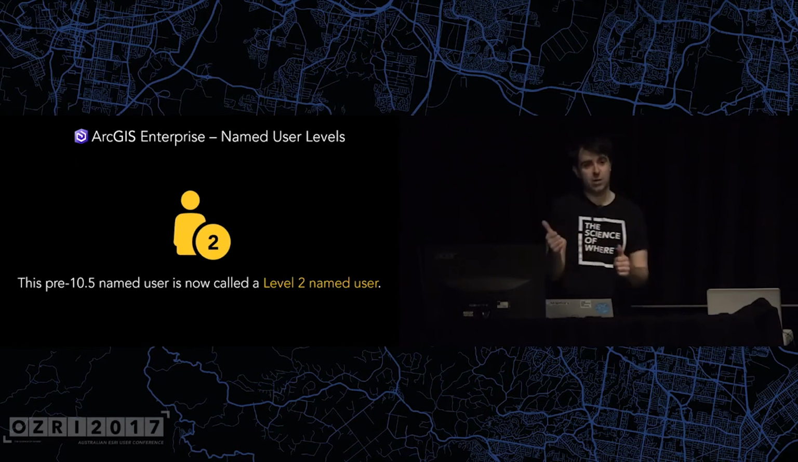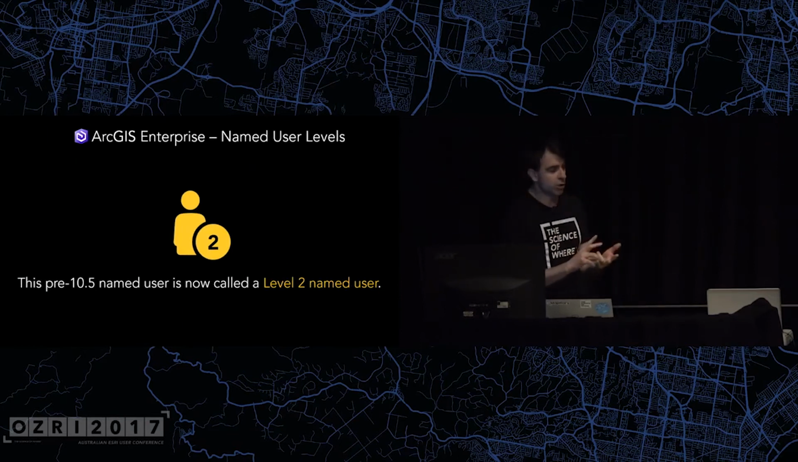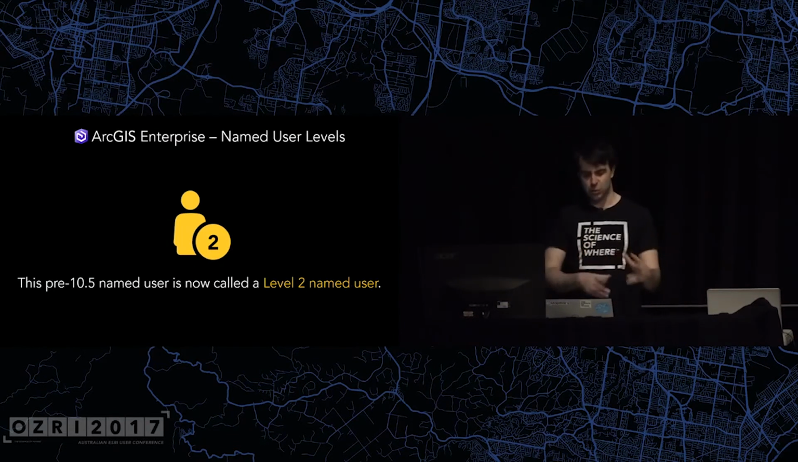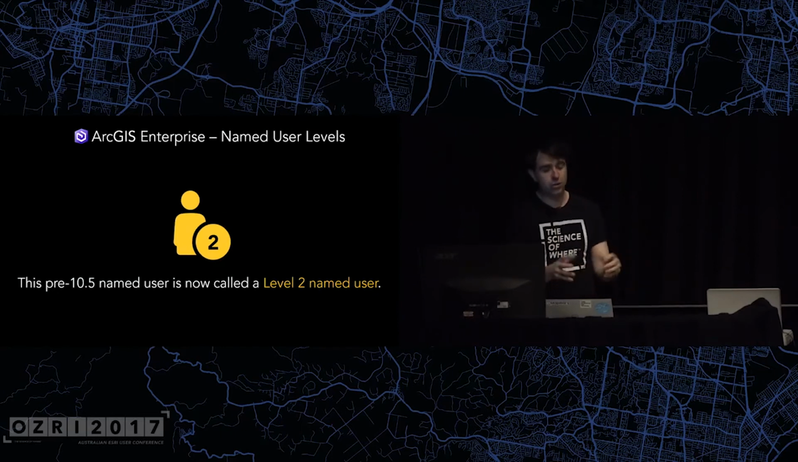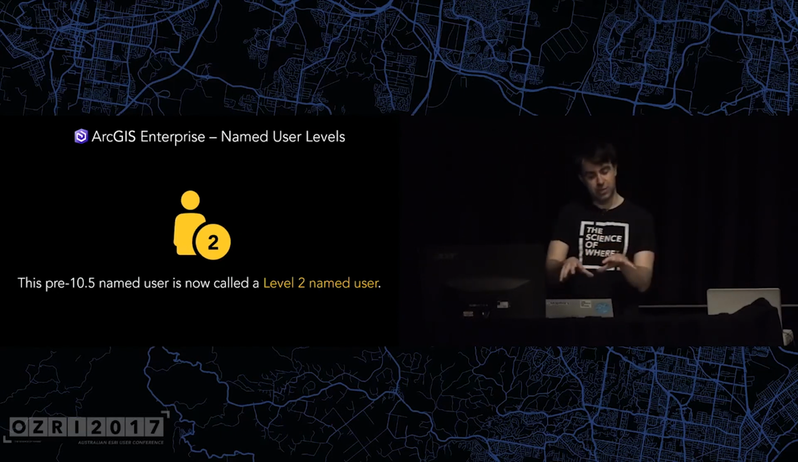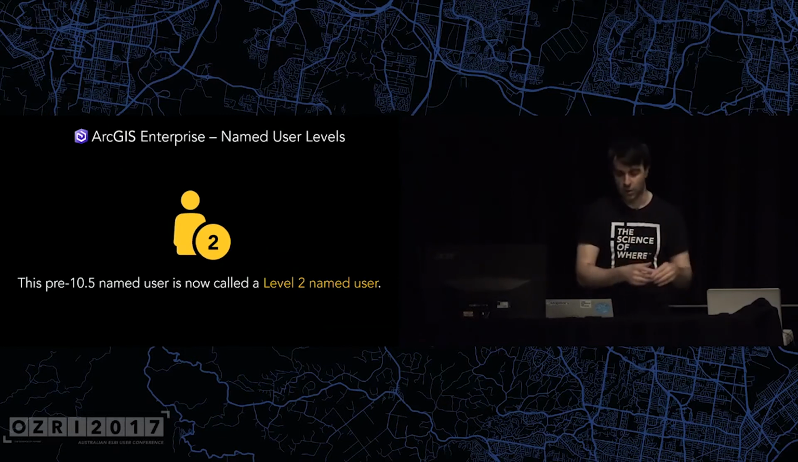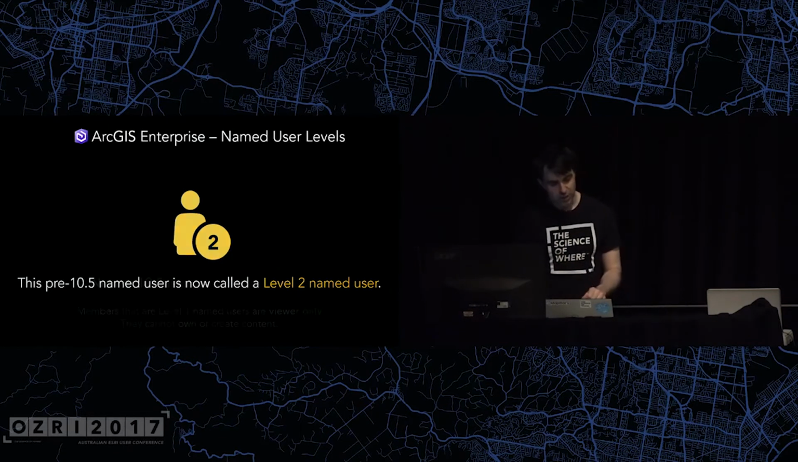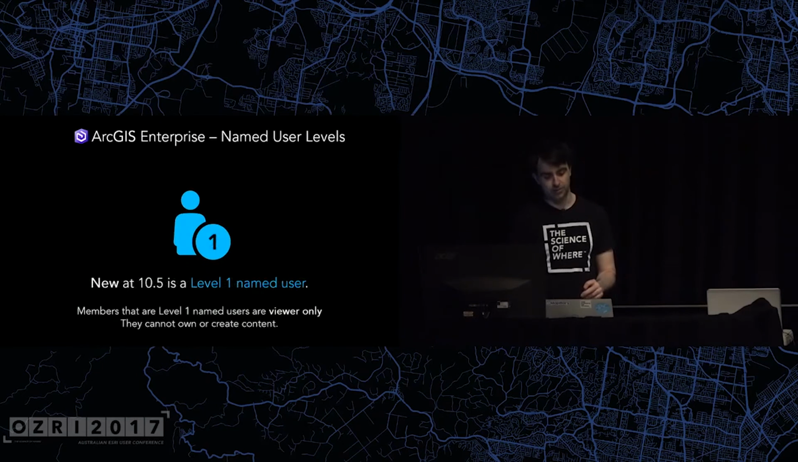You could be an administrator, you could publish maps, you could just create maps and apps, you can log into Collector, you can pretty much do anything you want with this. And you can still fine-tune these users with roles in the portal as well. But what is new is the level 1 named user.